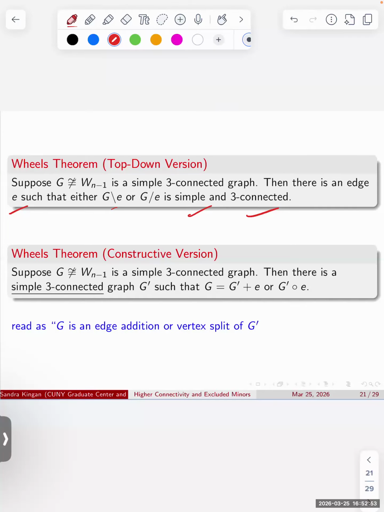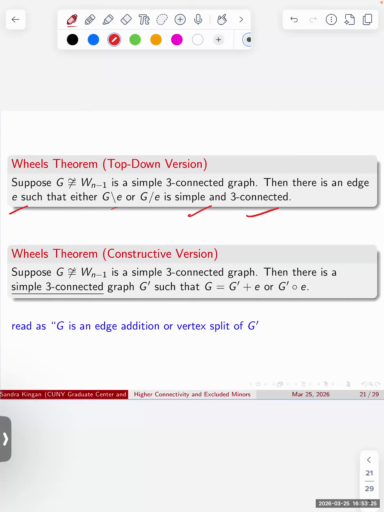And for the excluded minor results, we need the constructive version, even if we present in our induction argument the top-down version. We really need this constructive version, first of all, to find the result and spot the pattern, and then also the way we do the induction to some extent. So this is the constructive version. The operation opposite G delete E is G plus E, and G contract E is G dot E.